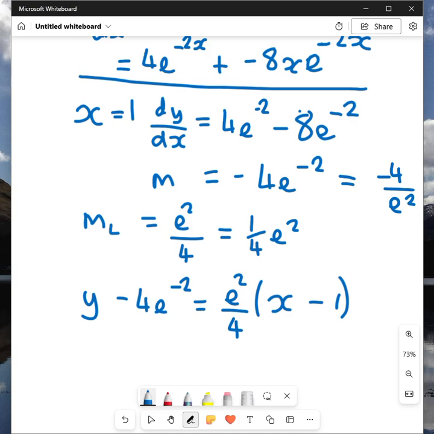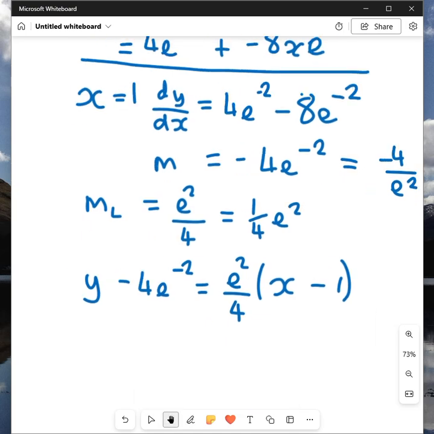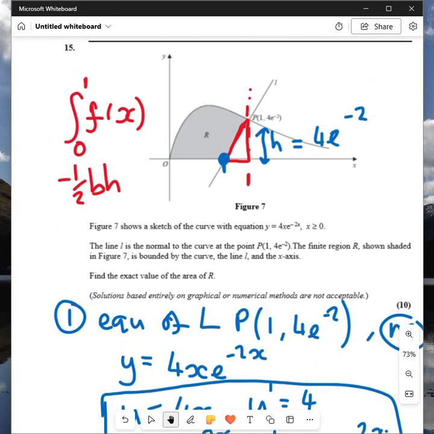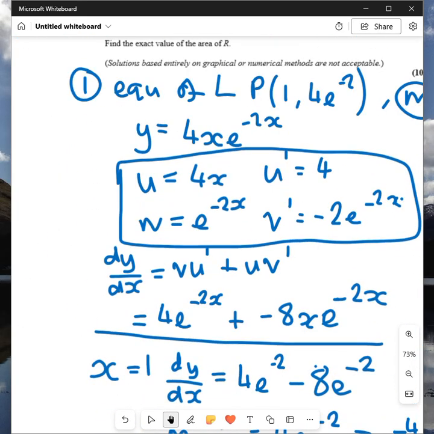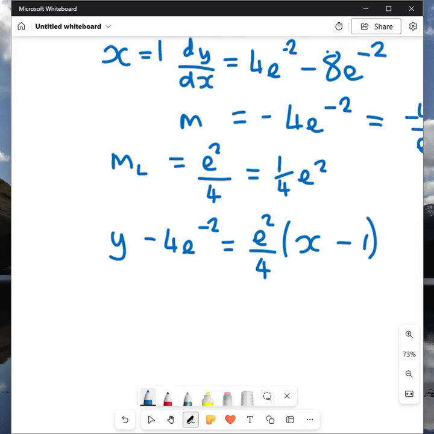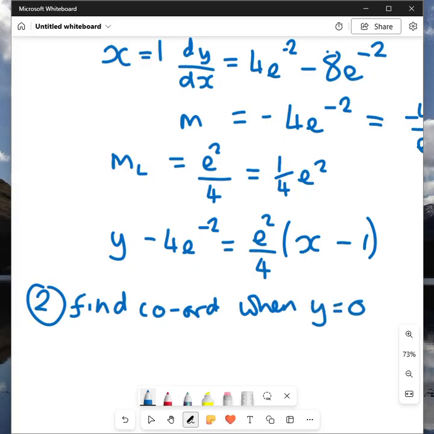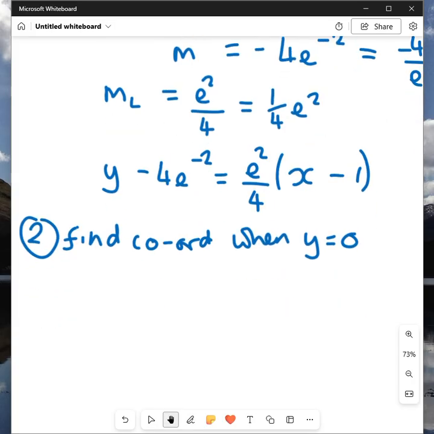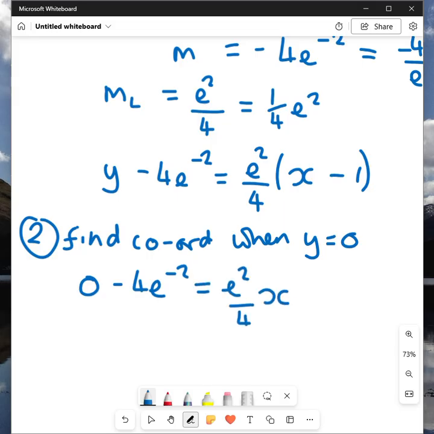So we end up with this, and then I want to find the intersection with the x-axis. So now I need to sub in y as 0. So now I'm finding the coordinate when y is equal to 0, so I can get the base of my triangle. So I'm just going to set y to 0 there. So it'll be 0 minus 4e to the minus 2 is equal to e squared over 4x. I'll just expand this out. Minus e squared over 4.